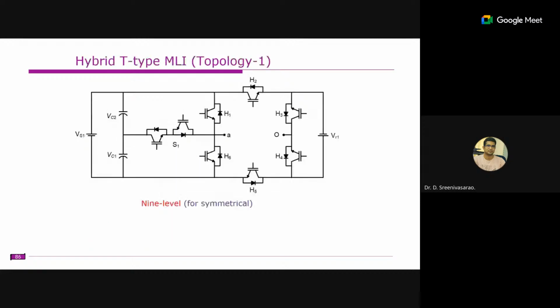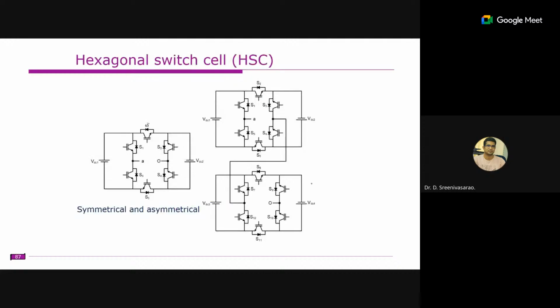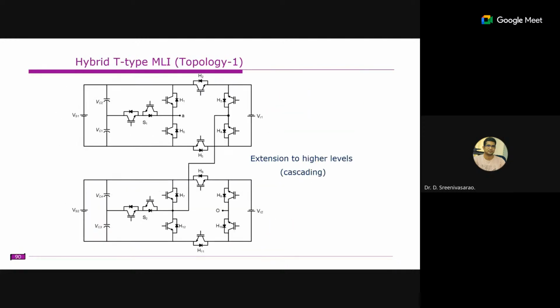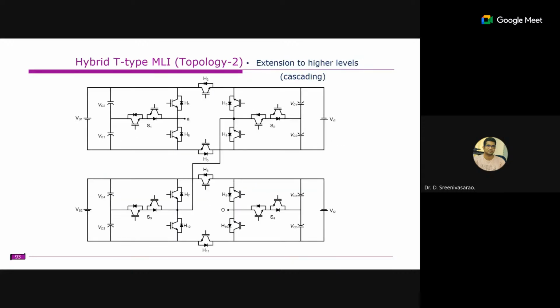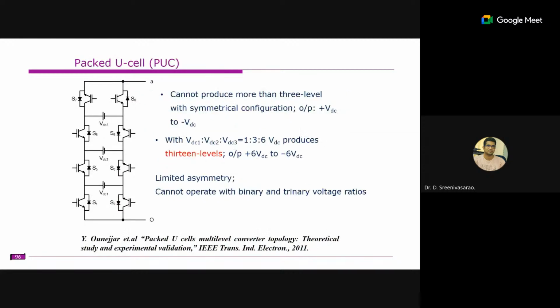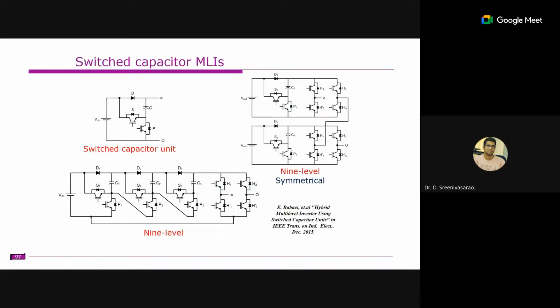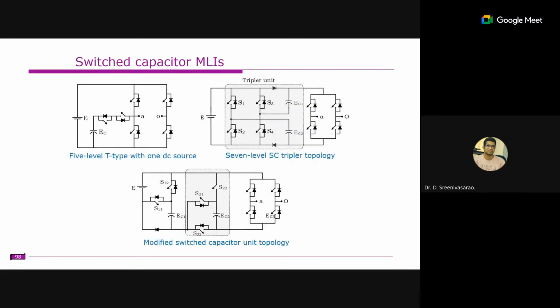This we already discussed. And this is another T-type with some slight extension. All these are just extensions here and there, adding some switches here and there. I think we already discussed this. This one is the switched capacitors. It is producing 7 levels with one DC source. We have some capacitors, so by properly switching on these capacitors we can get the 7 levels.